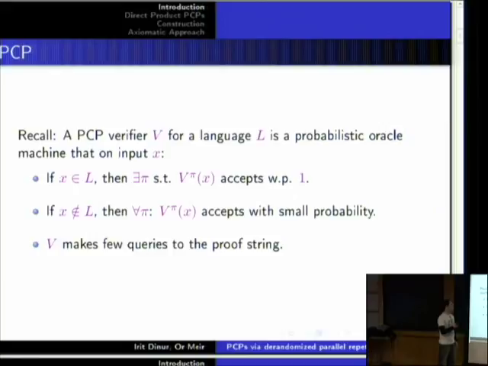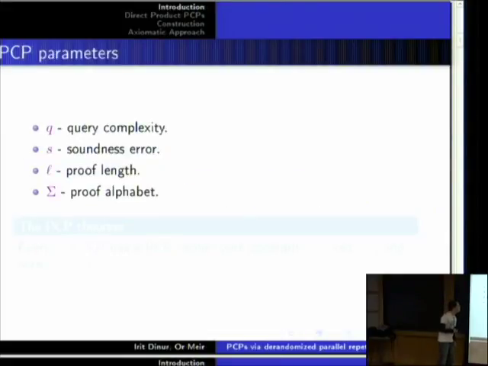And the main feature of PCPs versus other proof systems is that the verifier makes only a few queries to the proof string. Now, I should say that unlike the input, which is a binary string, the proof string may be over a larger alphabet. And I will get to that in a second.